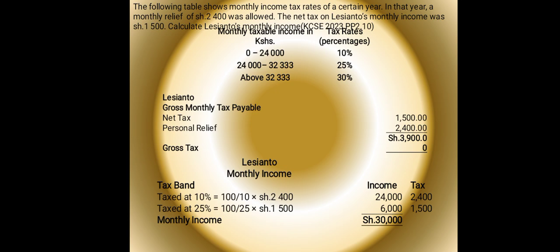Now 1,500 is in the second band, which is taxed at 25%. So multiply that tax by 400%, or divide by 25%, we get the income as 6,000. So add 6,000 to 24,000, we get that Lysiando's monthly income was 30,000 shillings.